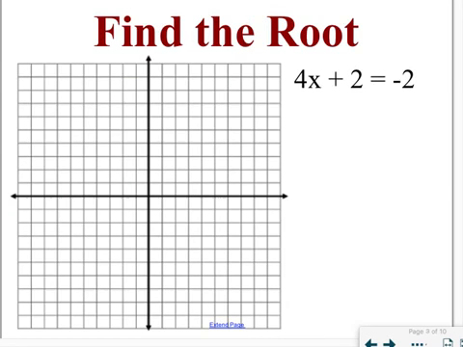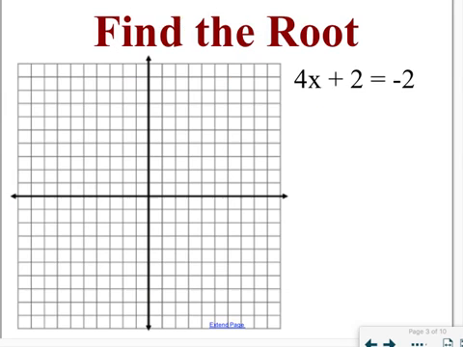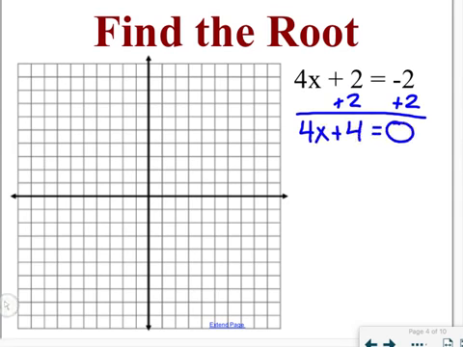So, to find the root graphically, the first thing that we need to do is get the equation set equal to 0. Again, the f of x has to equal 0, so we have to get our equation to equal 0. One quick step to do that: add 2 to both sides, and we end up with 4x plus 4 is equal to 0. What that 0 tells us is that we are looking at that x-axis right there. So we're looking at that middle line.